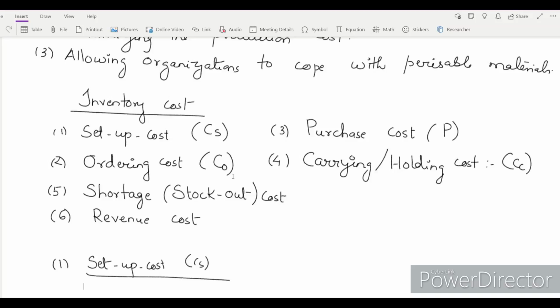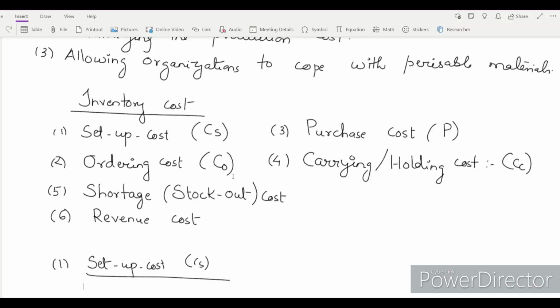Okay. So if you would have invested in some financial institutions like banks or somewhere else, you would have earned some interest on that. So that is also a carrying cost, that you are not getting it. And you even have to pay the insurance money also.